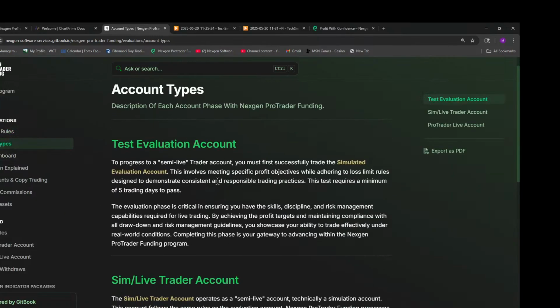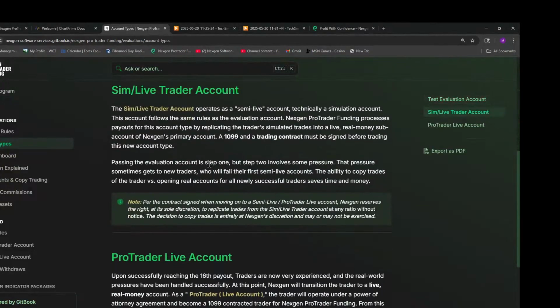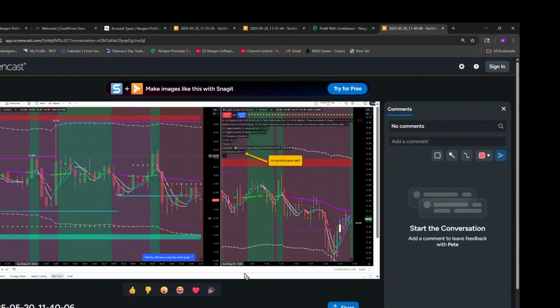Simulated is where everybody starts. And then when you pass it, you become a 1099 trader. You're still on simulator. Yep, you're good to go. You can see it formulating, Pete. Do you see it? There's your white bar. So it starts when you activate it. You're set, brother. All good.